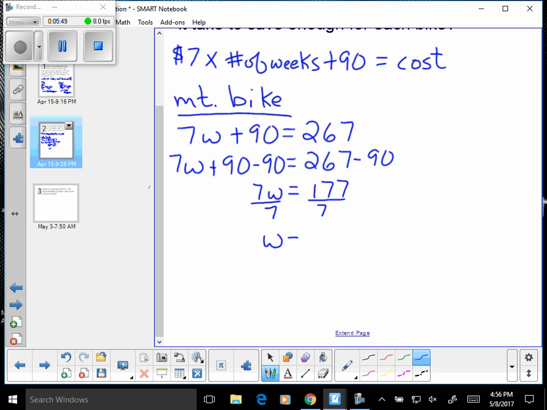Now, if you put this through your calculator, it does not come out even. If you round off to the nearest tenth, the best you'll come up with is 25.3. You are really going to have to work 26 weeks to make sure that you have enough money saved in order to buy the mountain bike.